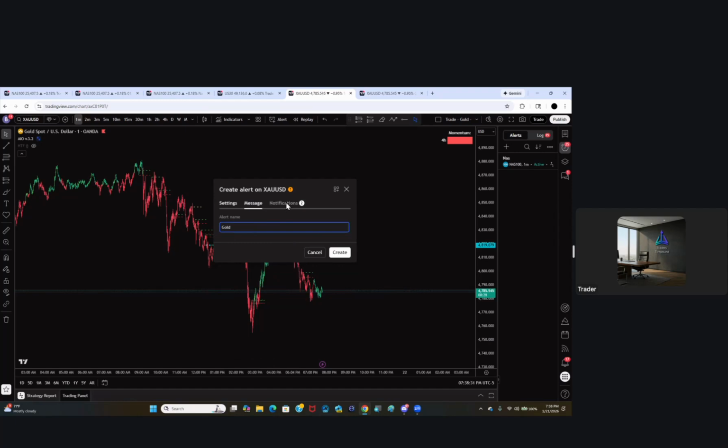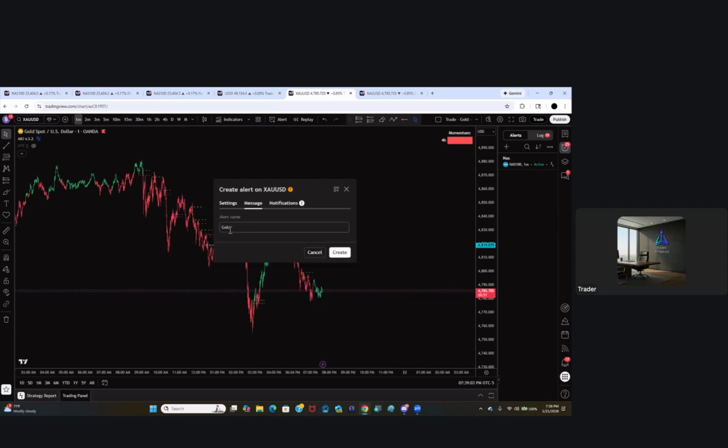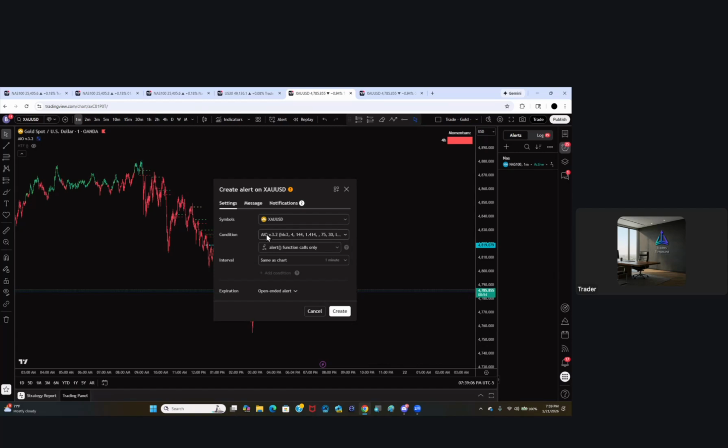And this tells you right here in the notification settings of the alert, what's going to be notified. It hits my phone because I have the mobile app. It also shows the notification on the desktop. That's called the toast notification, where it could also make a sound on your computer. You could have it send you an email. You could have it send the data to a third-party website. You could have it play an extra sound. You could send a text message to your phone. There's so much customization on what you want this to do. But other than that, that's it. All I did was I called it gold, and then I just chose AIO and alert function calls only, and then I just click create.